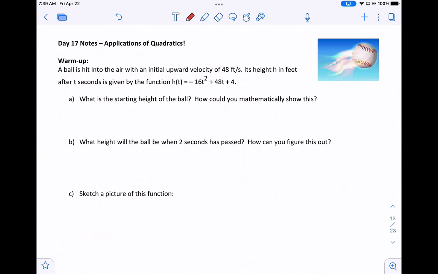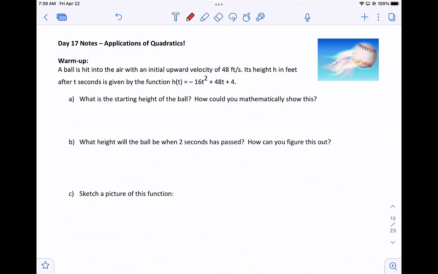Today we'll look at applications of quadratics. Warm up. A ball is sent into the air with an initial upward velocity of 48 feet per second. Its height, h, in feet after t seconds is given by this function. H of t equals negative 16t squared plus 48t plus 4.